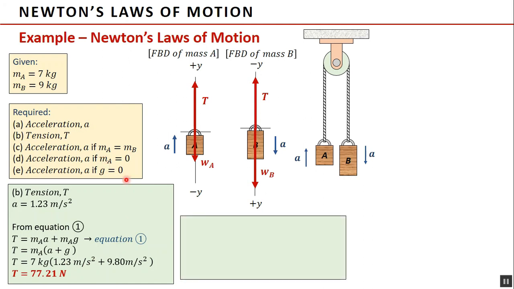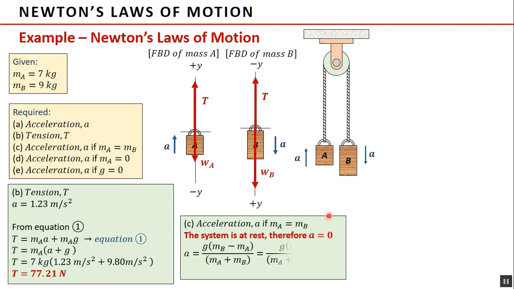For letter C, we are asked to determine the acceleration of the system if the two masses are equal, that is, mass of A is equal to mass of B. Obviously, for a simple reasoning, if the two masses are equal, there is no unbalanced force, therefore the system is at rest, hence the acceleration is zero. You can verify this from the general equation we have derived earlier from part A. Here, mass of A and mass of B are equal. If that's so, the numerator is 0. Therefore, the acceleration is 0. Isn't that great? That is the beauty of equations. It agrees with our common sense and simple reasoning.